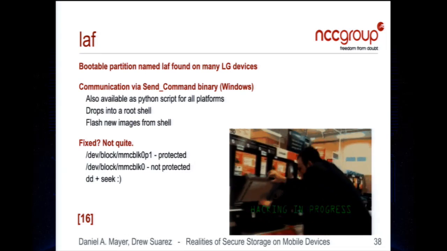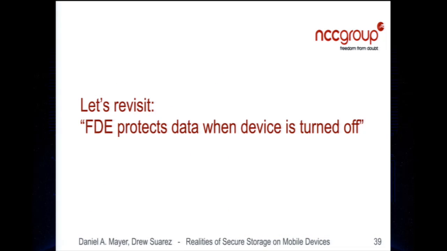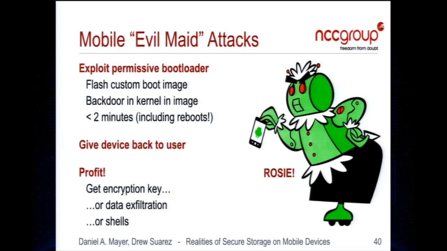So let's revisit the idea that full disk encryption protects the device when it's turned off. We are suggesting that this is not always the case. And so we'd like to introduce Rosie, our evil Android evil maid. This exploits permissive bootloaders on many handsets. Basically we created our own kernel image using the open source GPL version of the kernel from the OEM, installed a backdoor, and in less than 2 minutes, we can completely backdoor a device here.